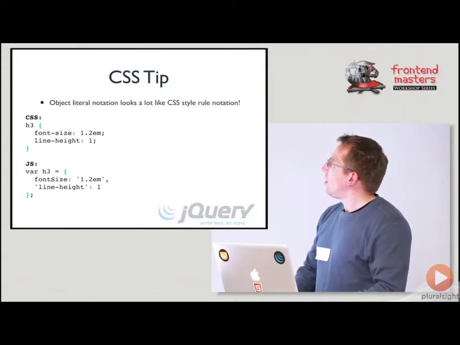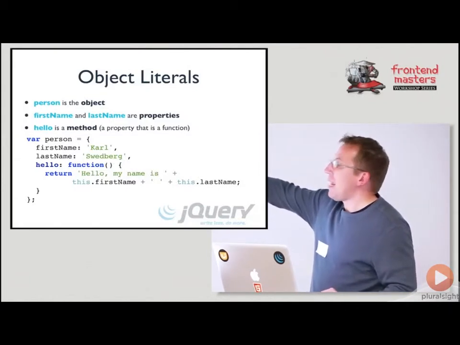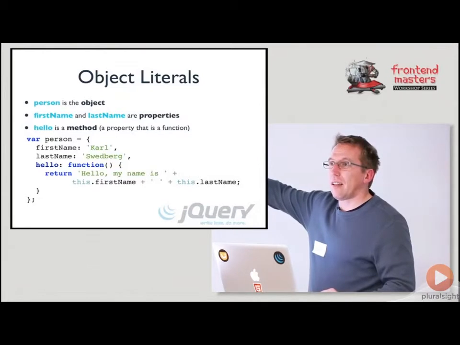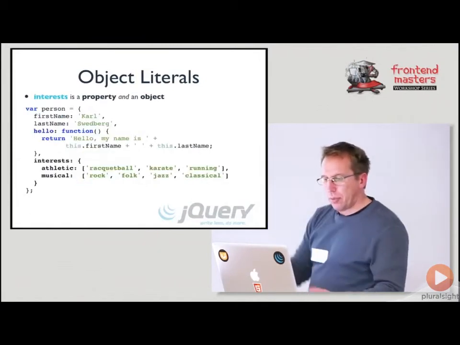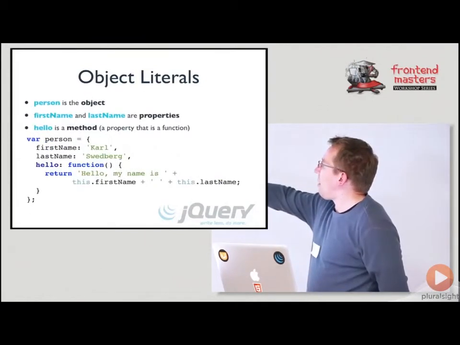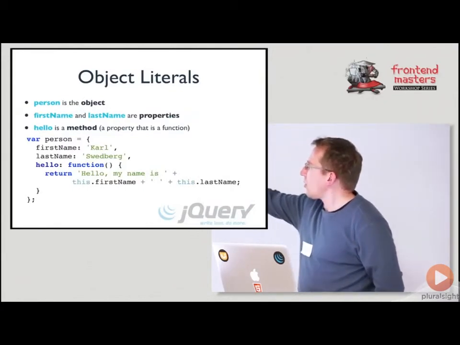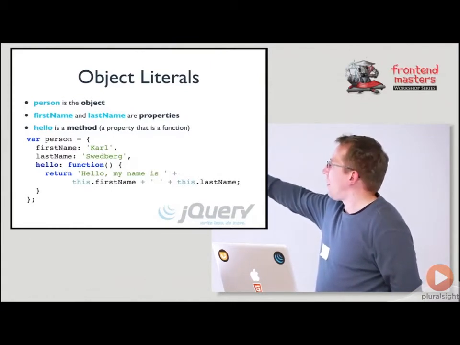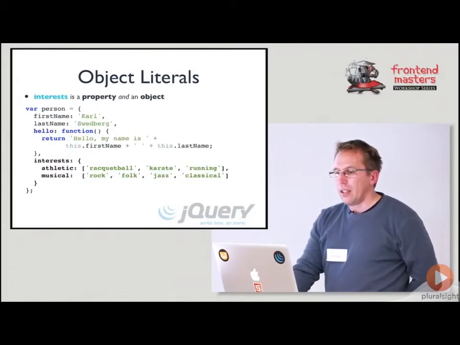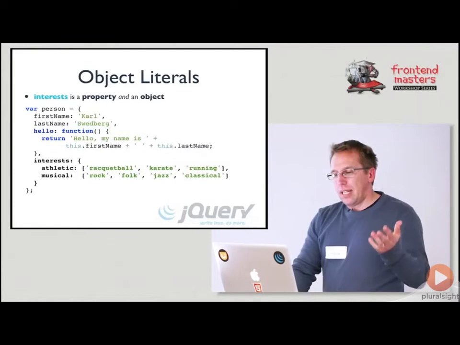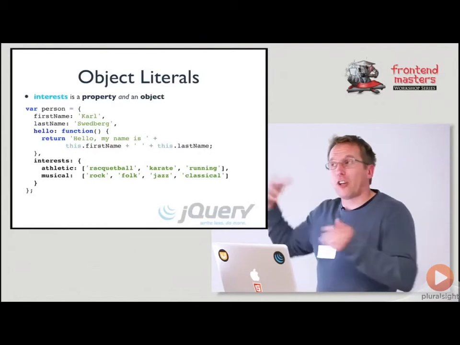Here we have var person, first name, last name. Check out hello. See that? You can have a function as a value, you can have a function be the value of one of these object properties. So I can call that function. I can say person.hello with parens. Interests down there. Interest is a property of the person object, but it's also an object itself.